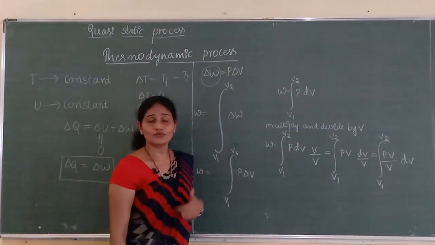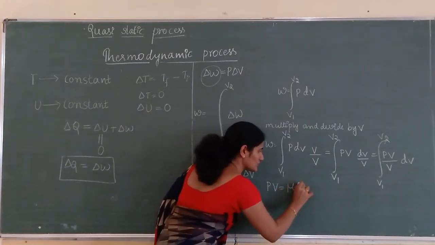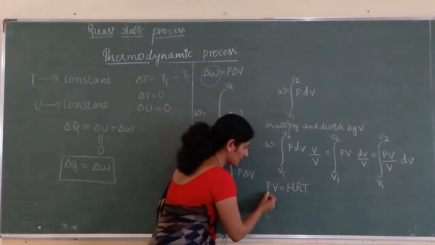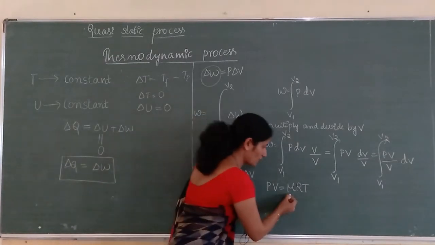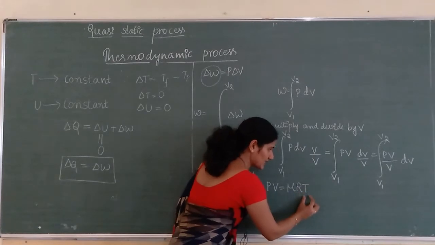We know that in case of ideal gas, PV is equal to mu RT. This is the ideal gas equation. P is the pressure, V is the volume, mu means the number of moles of gas, R is the universal gas constant, R is always constant, T is the temperature.